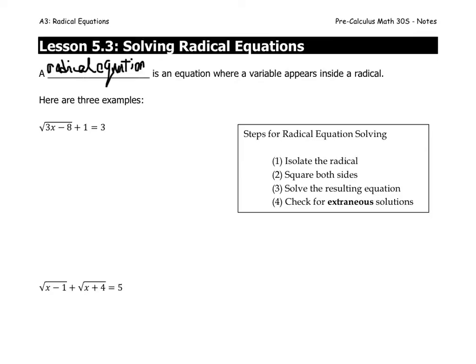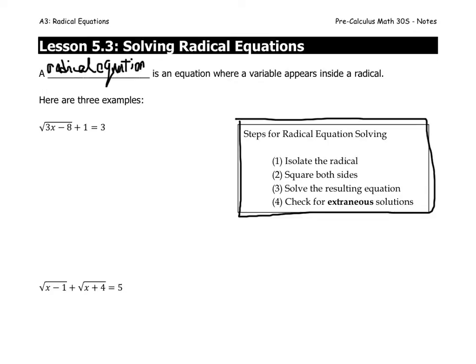And there's a basic technique here which can be summarized this way. To solve a radical equation, you simply isolate the radical, square both sides, solve what results, and then you have to check your answer because there could be what's called extraneous solutions. These are extra solutions that are in fact false solutions. Okay, so let's try the first question together.